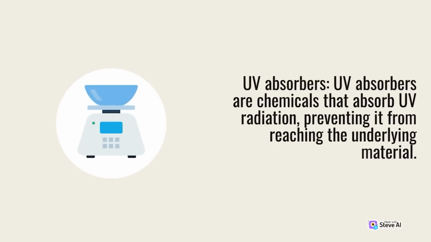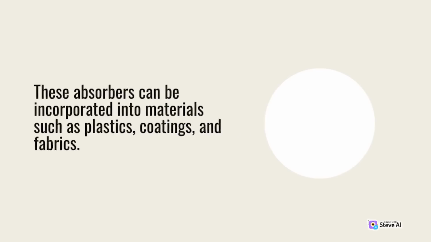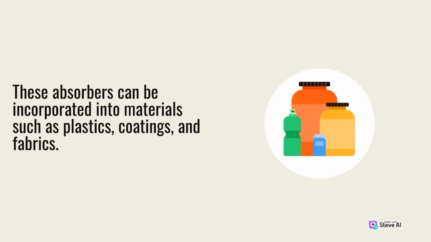UV absorbers. UV absorbers are chemicals that absorb UV radiation, preventing it from reaching the underlying material. These absorbers can be incorporated into materials such as plastics, coatings, and fabrics.